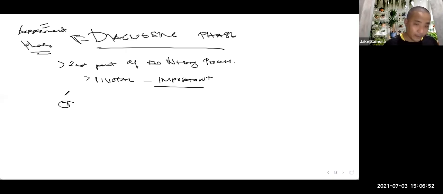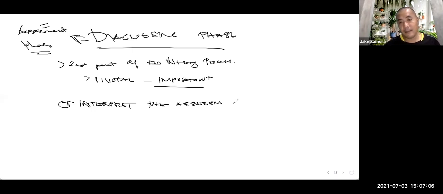One is you interpret the assessment data. Again, kung ang data nyo is very good, ma-interpret nyo siya nang maayos. But if your data is not that good, then you will have problems in interpreting, or you might not have a very good interpretation of your data. So aside from that, when you interpret, you analyze.